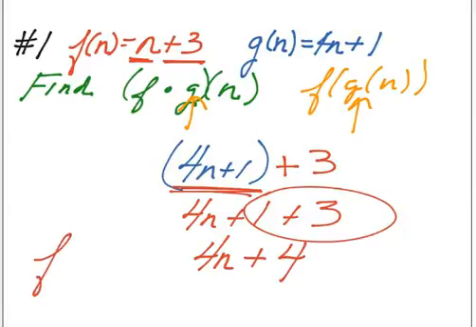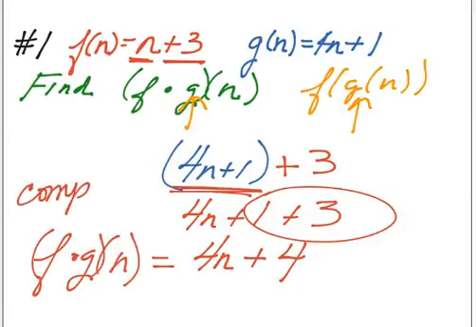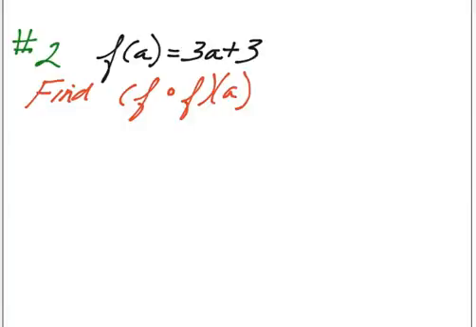So f of g of n, my new composite, is 4n plus 4. Let's do one more. All right. Tell me what the rules are for my function real quickly. The rules of my function are take a number, that's a, multiply it by 3, and add 3.